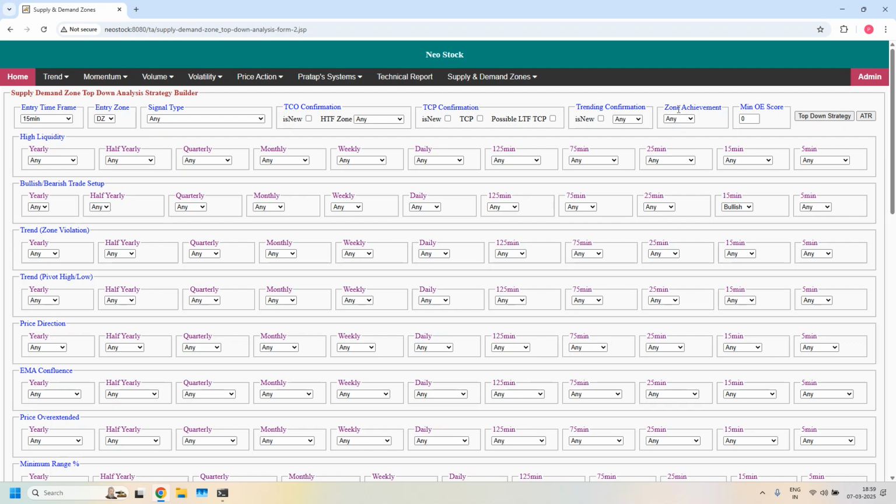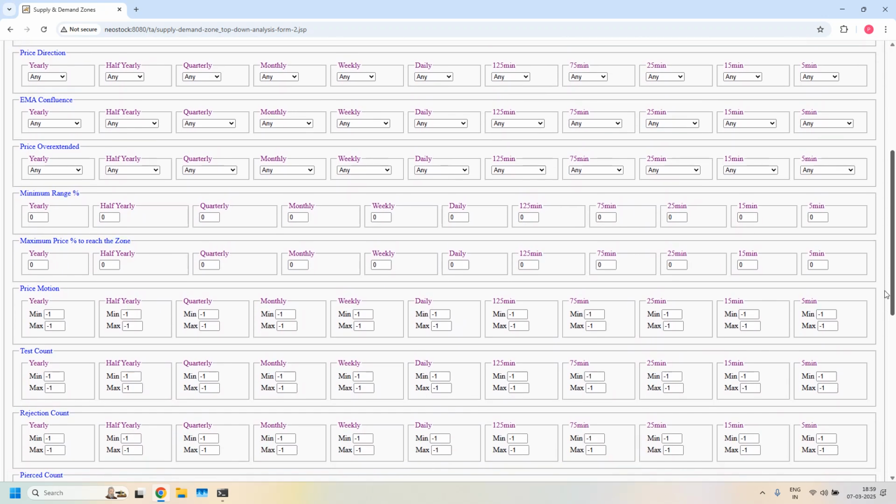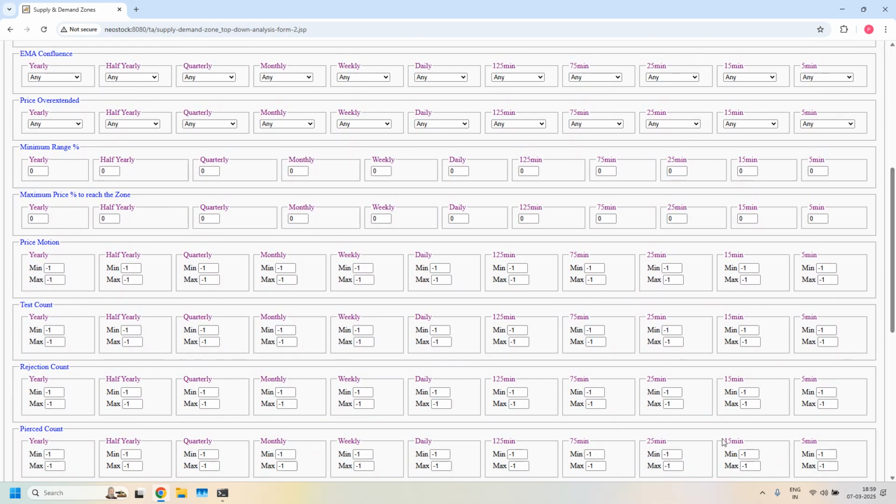First one is zone achievement, should be always violated opposing zone. Minimum odd enhancer should always be 12. And this 15 minutes demand zone should not be pierced. So in the pierced count at 15 minutes time frame, I am setting minimum value 0, maximum value 0.